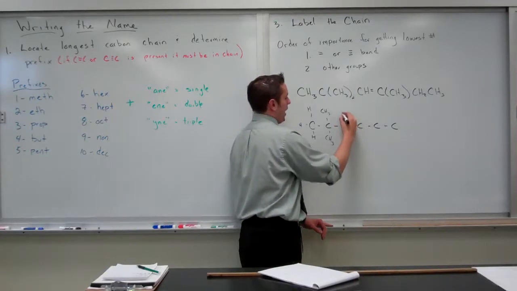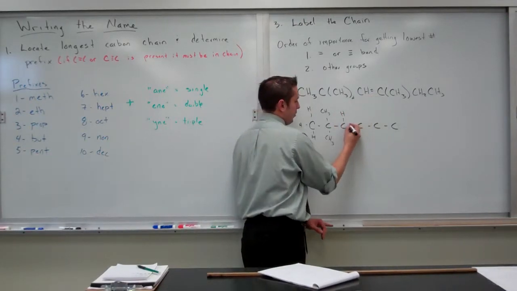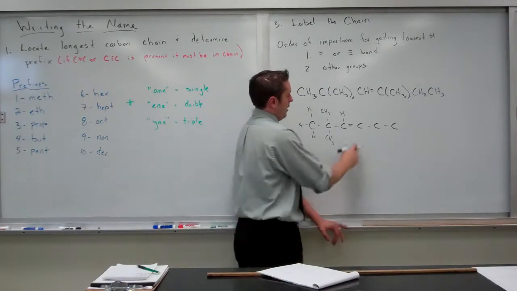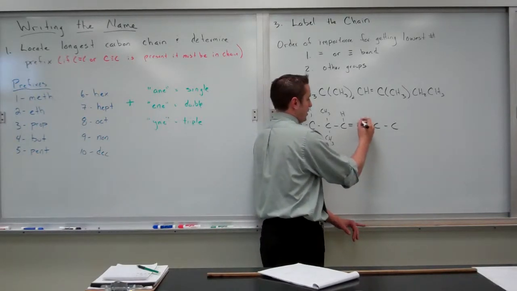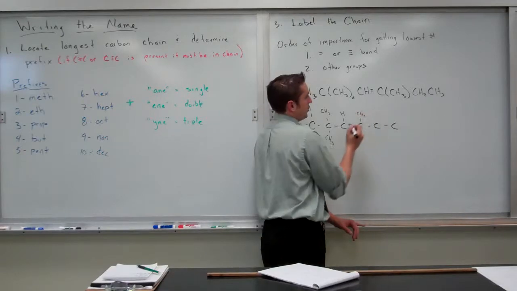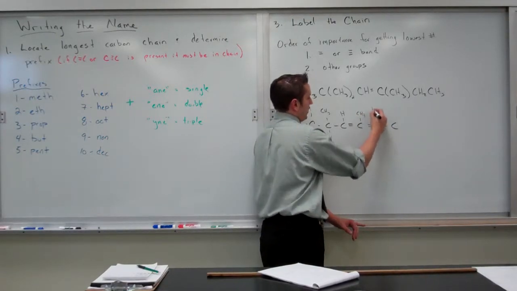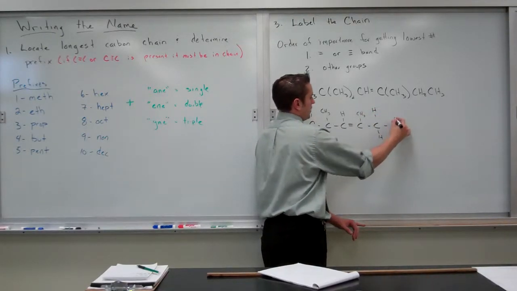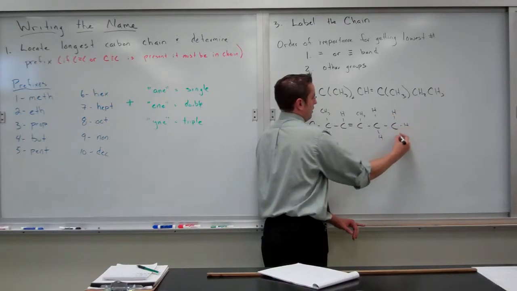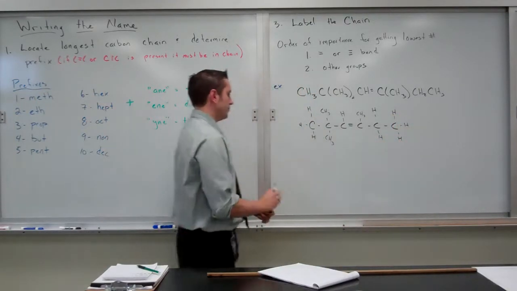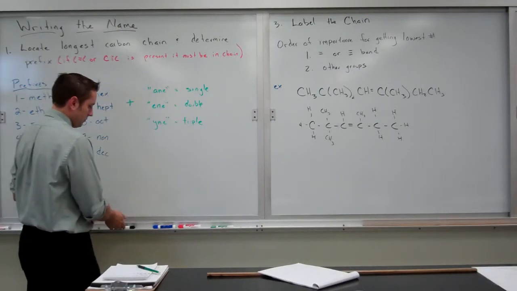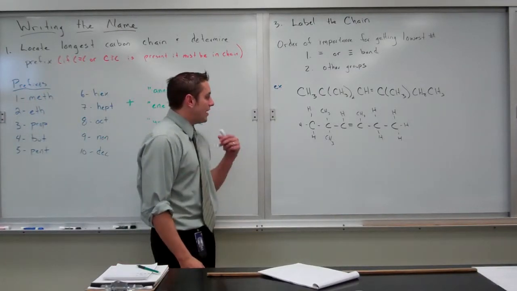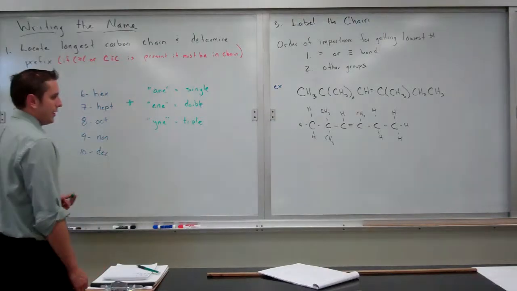Off of the third one, I have an H. There's a double bond. And then off this carbon, I have no H's. I have a CH3 group. And then off of this, 2 H's. And off of this, 3 H's. So the next thing I do is I find my longest carbon chain.